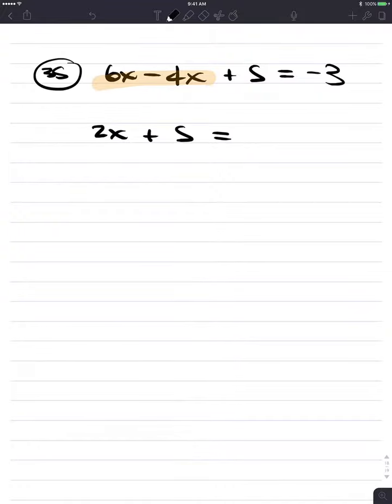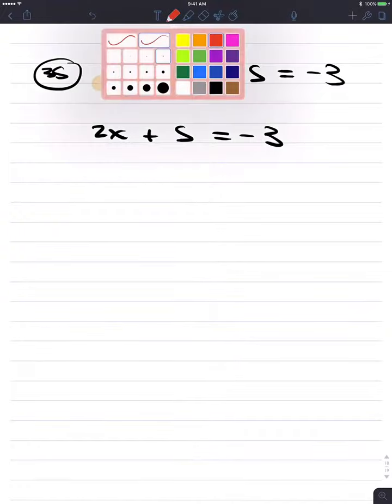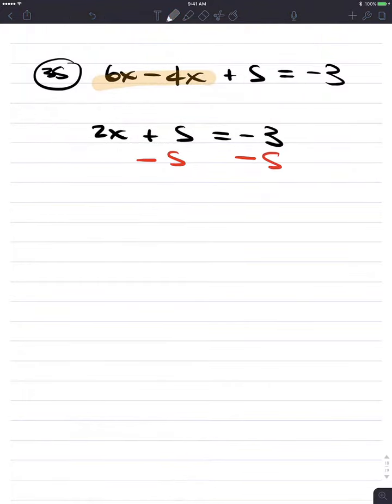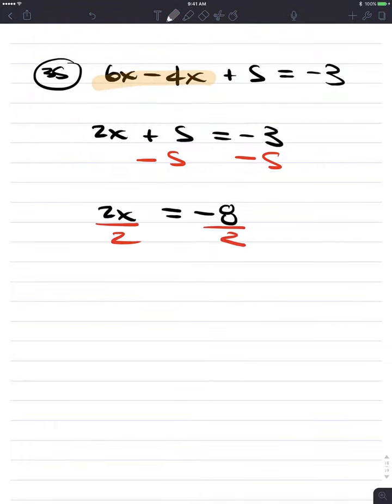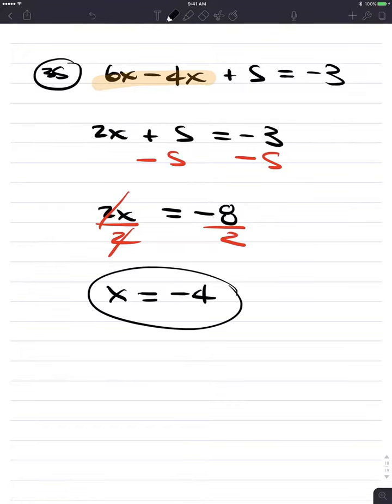Number 35: we have 6x minus 4x plus 5 is negative 3. We're going to combine like terms. 6x minus 4x is 2x plus 5, which is equal to negative 3. We're now going to subtract 5 from both sides to obtain 2x equals negative 8. We're going to divide both sides by positive 2. We end up with x equal to negative 8 divided by positive 2, which is negative 4. And we're done.